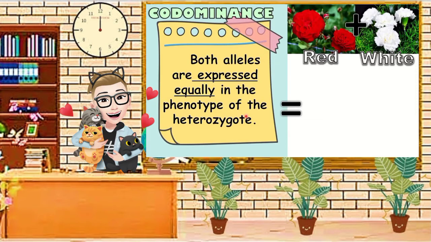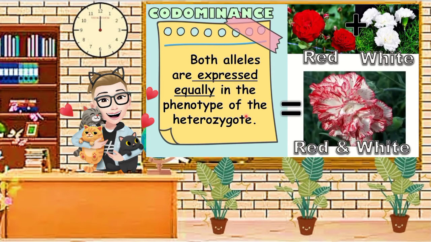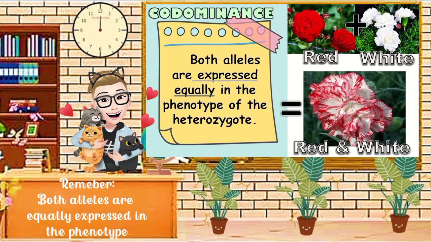Codominance, both alleles are expressed equally in the phenotype of the heterozygote. Let's have an example. We have here the red and white flower. Result to a red and white flower. As you can see, in codominance, both of the parent traits, red and white, are equally expressed. That is codominance.